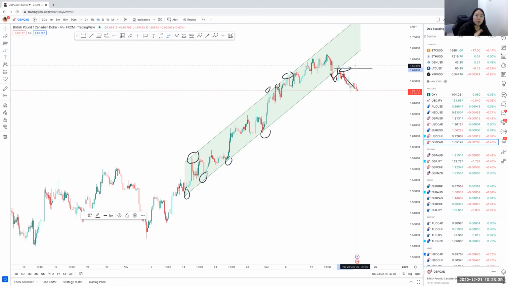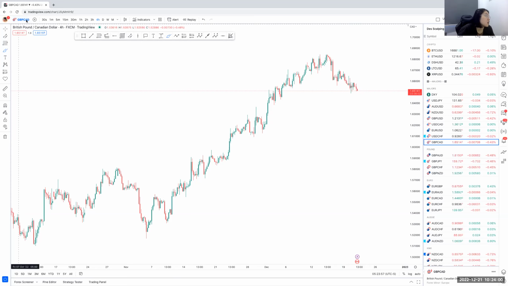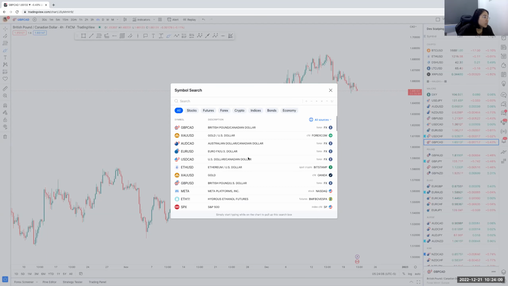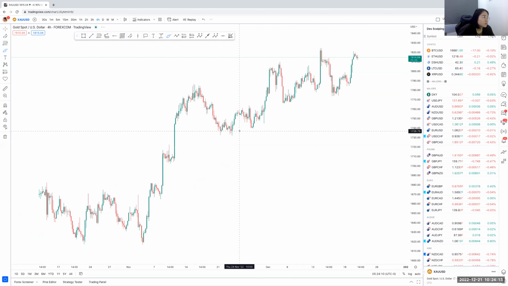We're going to go into a different chart. It works the same for all charts. It works for Forex, commodities, indices, and cryptocurrency. Channels and trend lines work for all kinds of instruments. So let me delete this. Let's try gold, for example. I'm going to get rid of this.